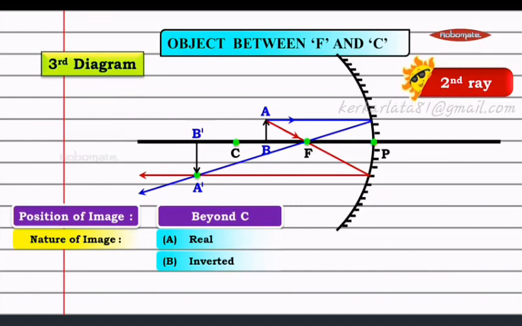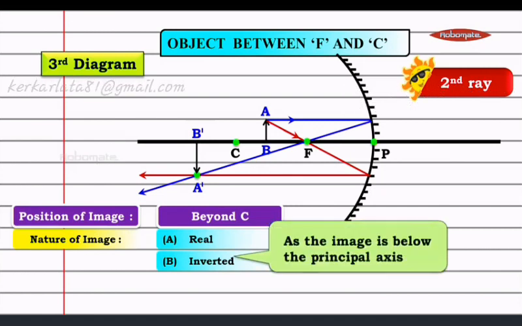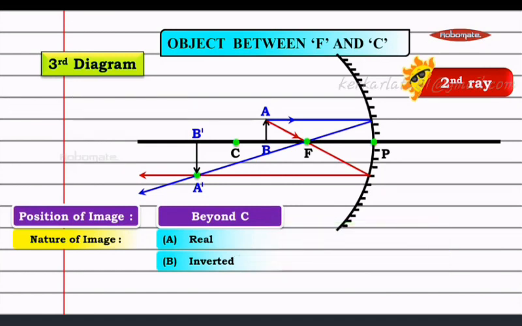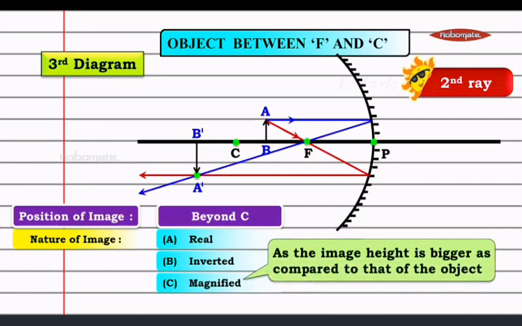So, always remember, students, whenever the image is real, it is inverted. Why inverted? As the image is below the principal axis. And finally, you write the size of the image. Here, the image is bigger in size than the object. So, we write the image is magnified. And the reason is, as the image height is bigger as compared to that of the object.